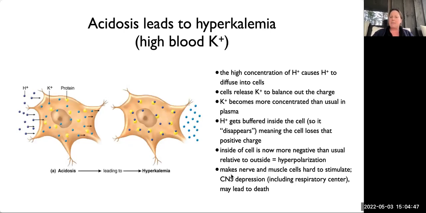And because of that, electrically excitable cells like muscle and nerve are much harder to stimulate. And that means that our brain's not going to work, including the respiratory system. Our other muscles aren't going to work. We're going to be weak and lethargic, and eventually it can just completely stop breathing.